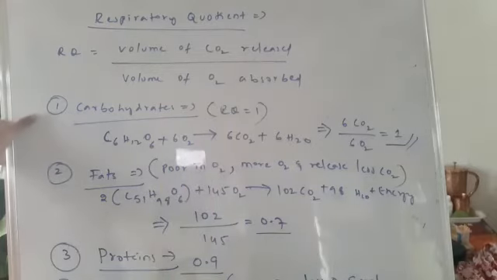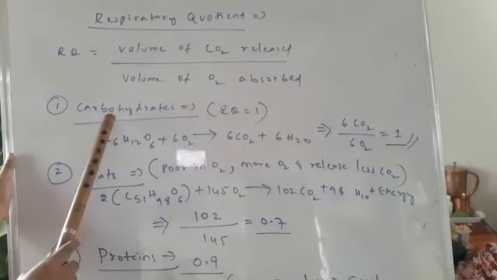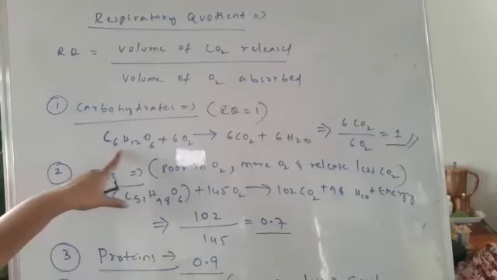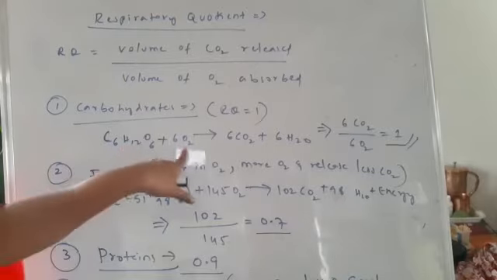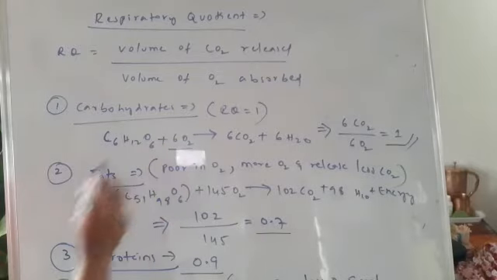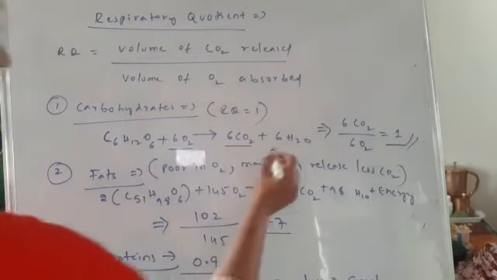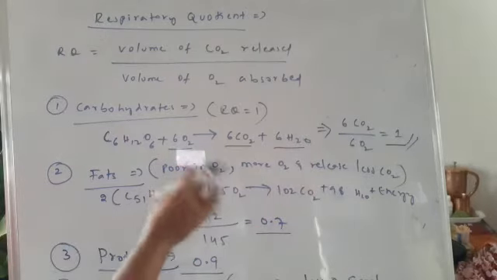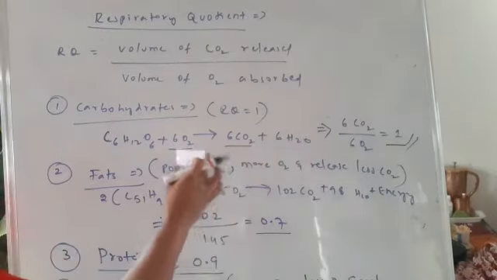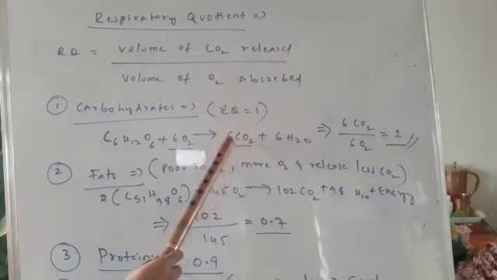Right. Now let's calculate the RQ of carbohydrates. Here we will take the example of glucose. This is glucose, a hexose sugar, and it is oxidized. Glucose utilizes 6 molecules of oxygen during respiration, and during this process 6 CO2 and 6 water are released. Here let's focus only on the CO2 and oxygen. The oxygen utilized is 6, CO2 released is 6.